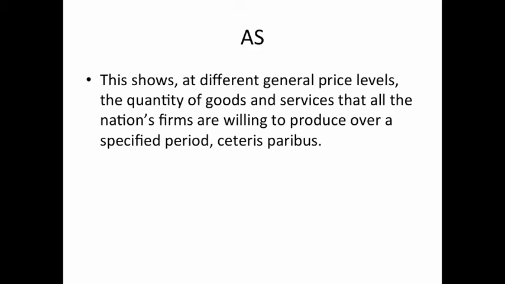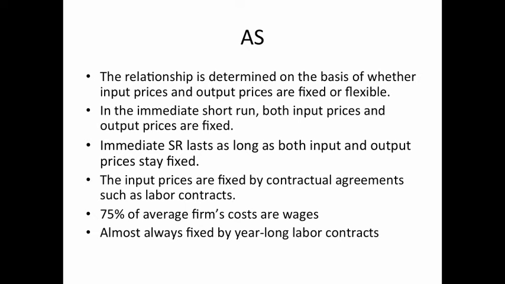Now thinking about the aggregate supply curve, here we're, of course, flipping to the supply side of the economy. What we see here, again, at different general price levels, is the quantity of goods and services that a nation's firms are willing and able to produce over some period of time, holding everything else constant. So again, we're looking at the relationship between the price level and the total quantity supplied, the aggregate supply.